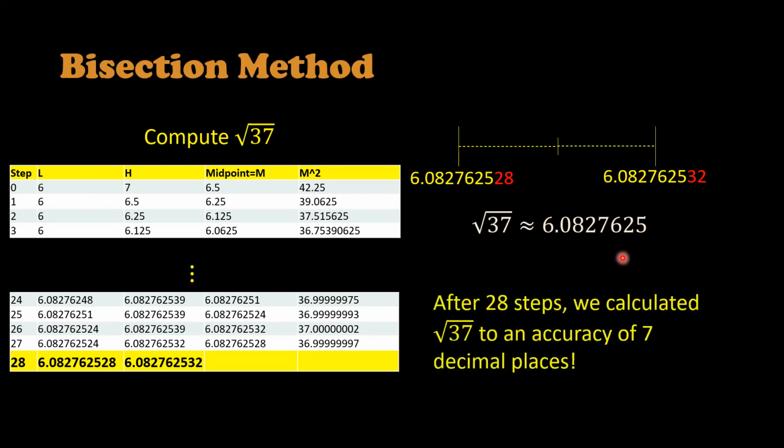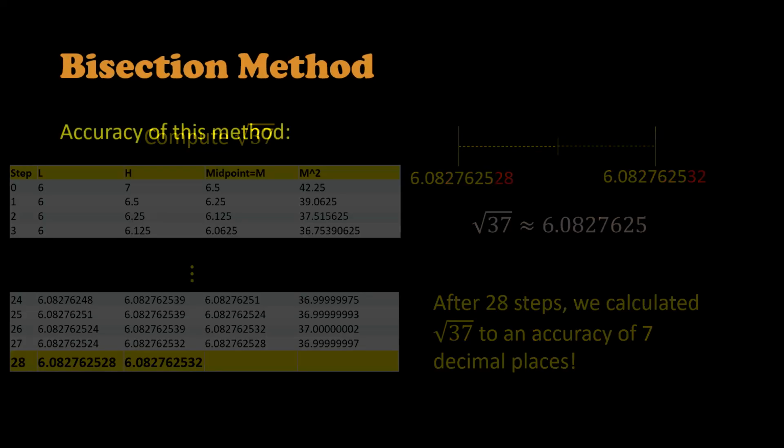So after 28 steps, seems like a lot. There are other methods that are way slower though. We calculated square root of 37 to an accuracy of 7 decimal places. Okay, cool. So, all right, like I mentioned, the 28 steps seemed like a lot.